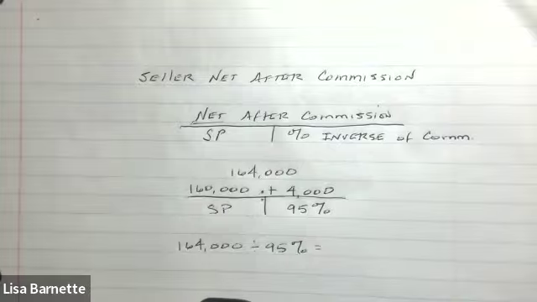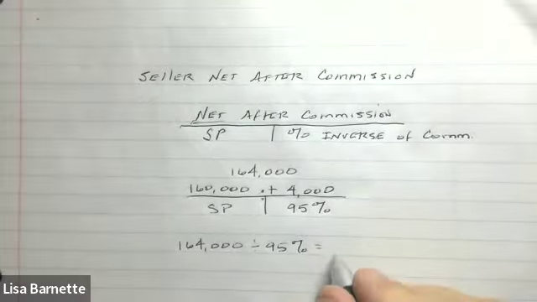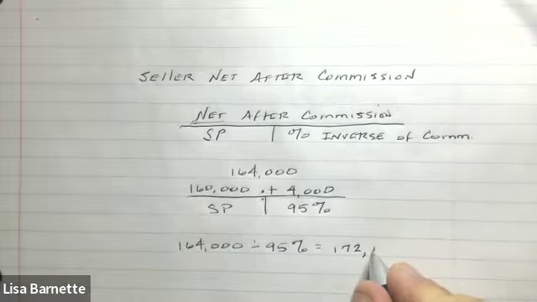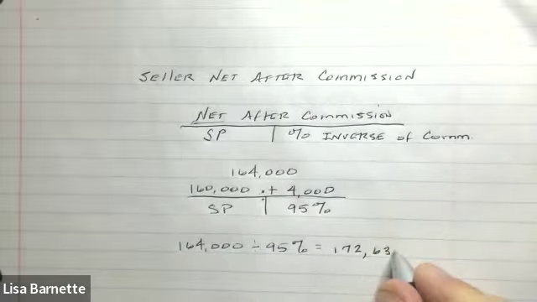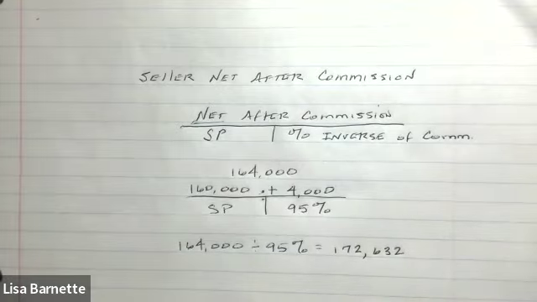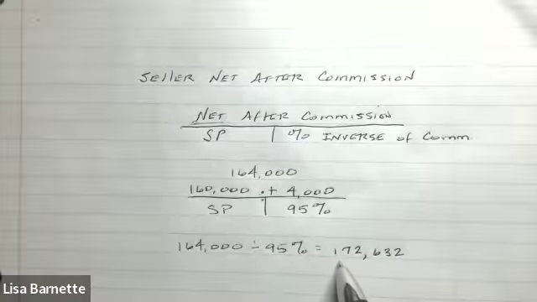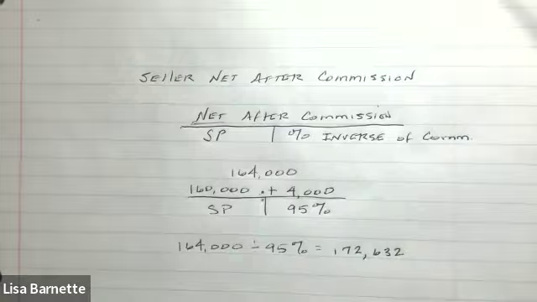164,000 divided by 0.95 is 172,632. I just rounded that to a whole dollar. I think it's like 58-cent change, but nobody prices houses based on 58 cents. So you ask yourself, well, what did I find? What you found was that this house needs to sell for $172,632 to accomplish the seller's net of $160,000.